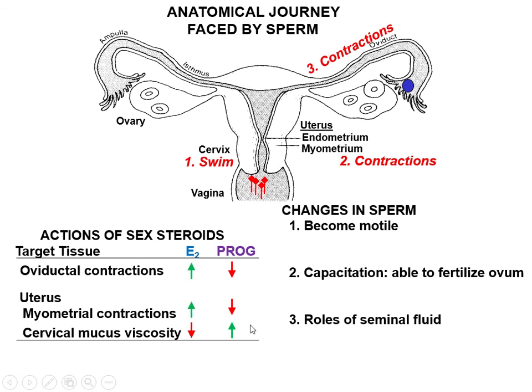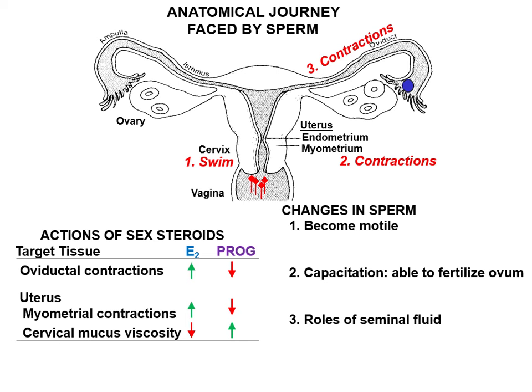Now, while the sperm are undergoing this transport, there's two important processes that occur. First of all, they become motile, so they can swim. That's obviously essential because they have to swim through the cervix. And then they undergo a process known as capacitation. That's a sort of a fancy word that just means they gain the capacity to fertilize the ovum.